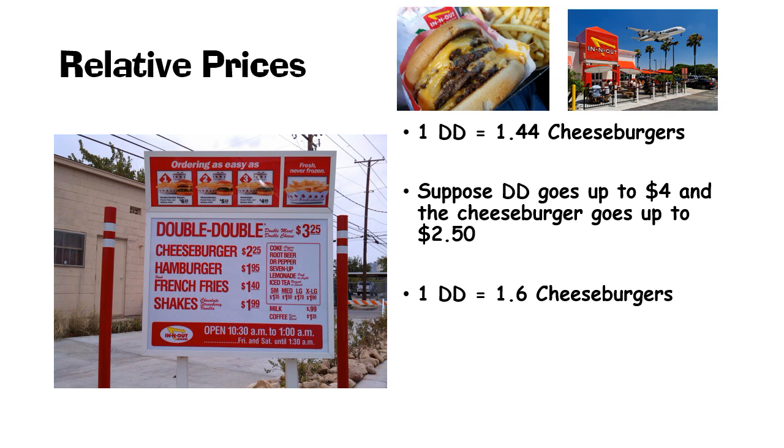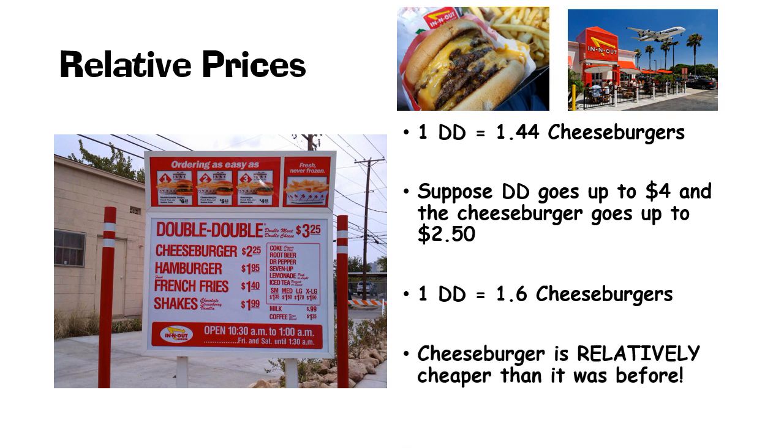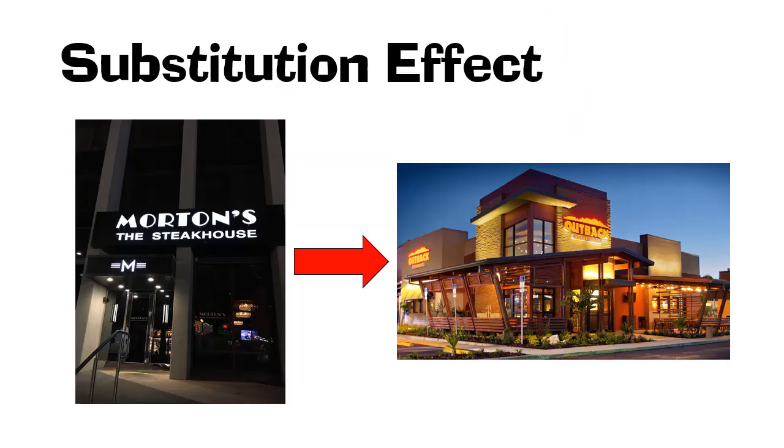So when double-double goes up to $4 and cheeseburger goes up to $2.50, they both went up in absolute price, but in relative price, the double-double went up more than the cheeseburger. And maybe now the cheeseburger is a better bargain than it was before. And some people are going to choose to buy cheeseburger instead of double-double. Okay? The cheeseburger is relatively cheaper than it was before. The double-double is relatively more expensive than it was before.